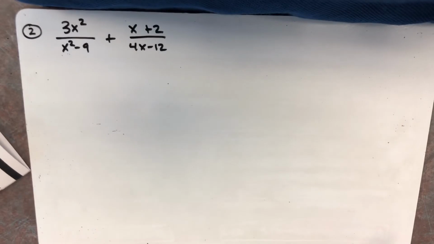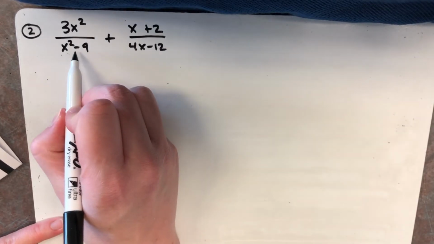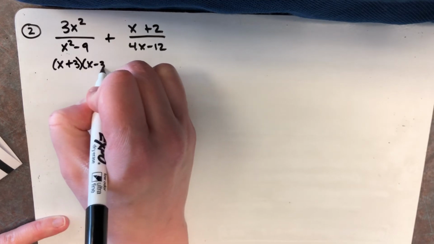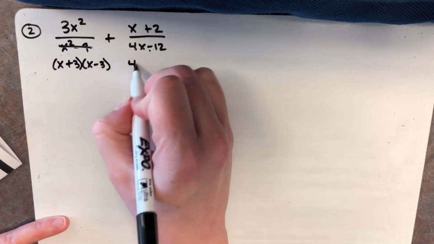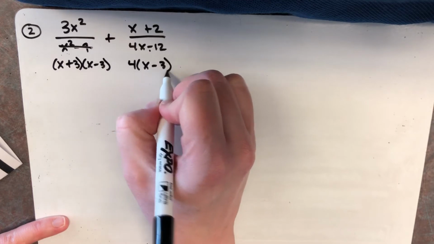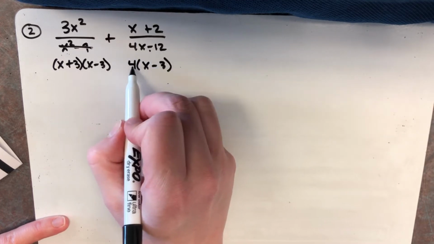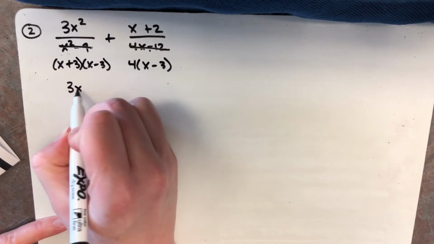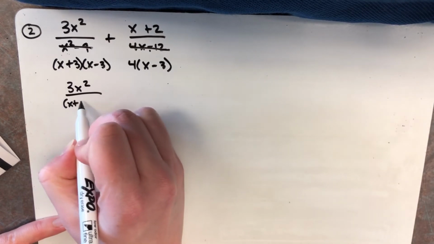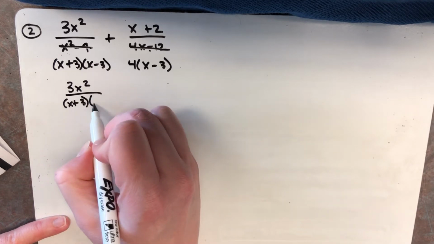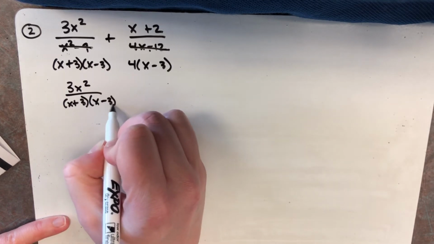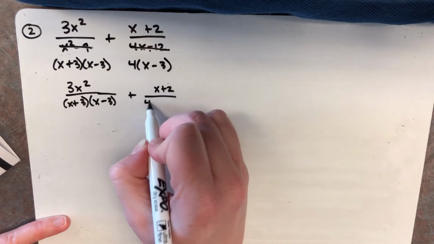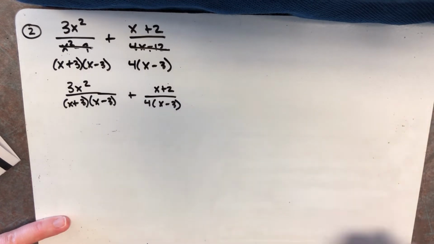All right, so I'm looking for what I can factor. Well, I know this is a difference of squares, so if I factor it, I get x plus 3 and x minus 3. This one I can take a 4 out, and so I'm left with x minus 3, because 4 times x is 4x, and 4 times negative 3 is negative 12. All right, so I'm going to rewrite this to keep things straight. 3x squared over x plus 3 times x minus 3, and I'm going to add that to x plus 2 over 4 times x minus 3.